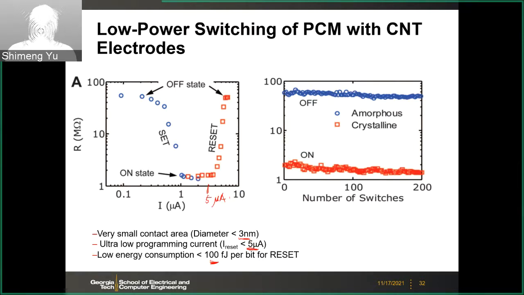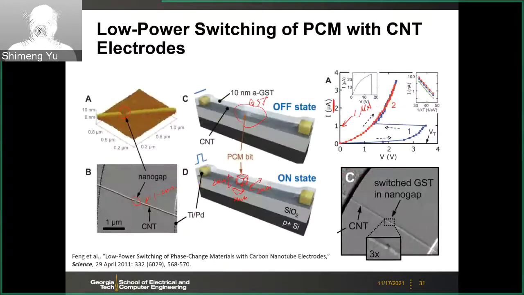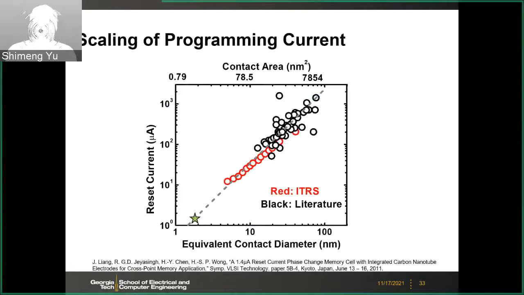This is the lowest number reported so far, but of course this is only good for this scientific study. It's not good for volume manufacturing because in the real chip you cannot use carbon nanotube as electrode. You still need to use regular lithography to define the electrode. But it gives you a hope.